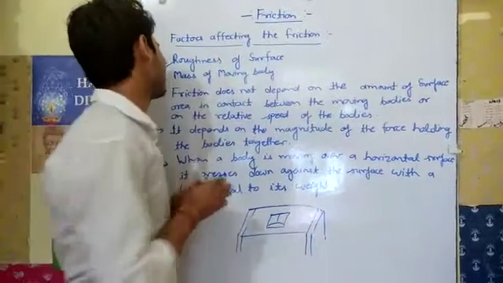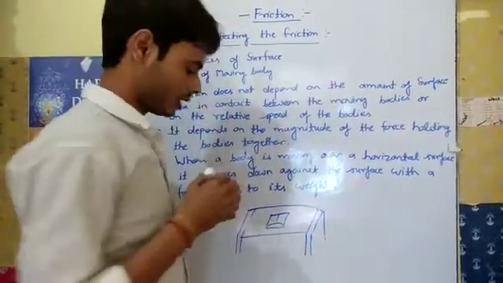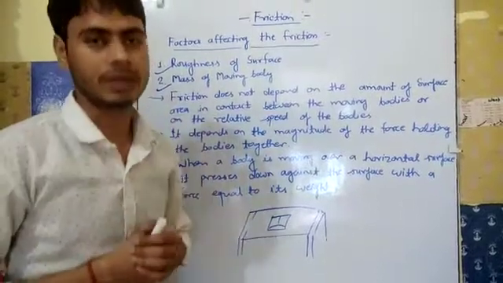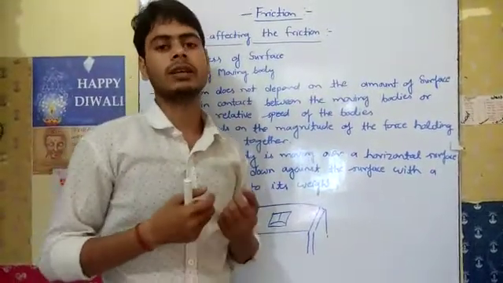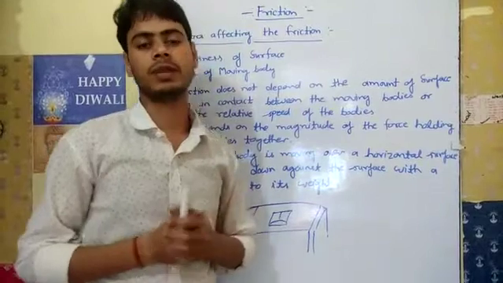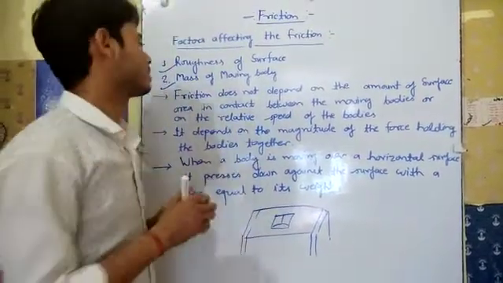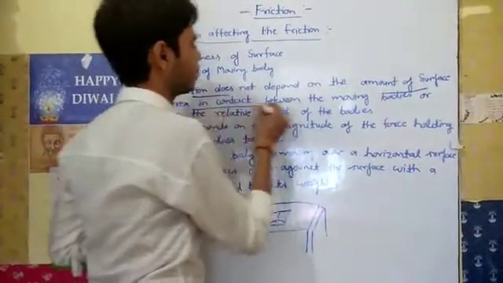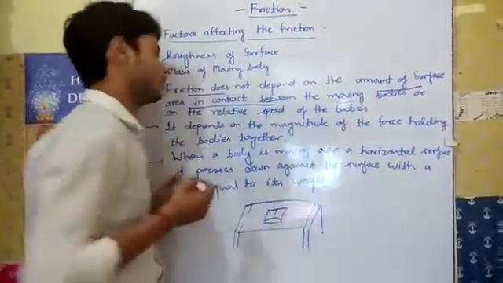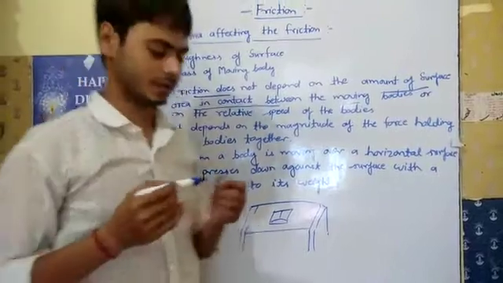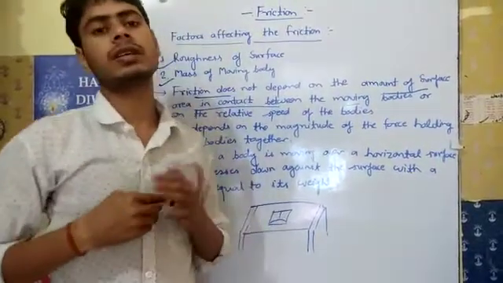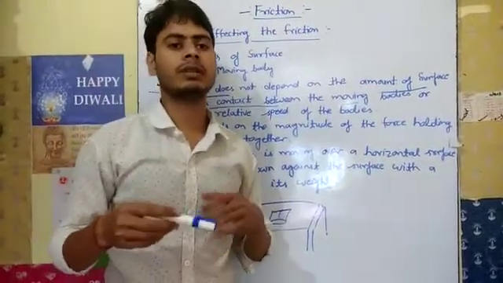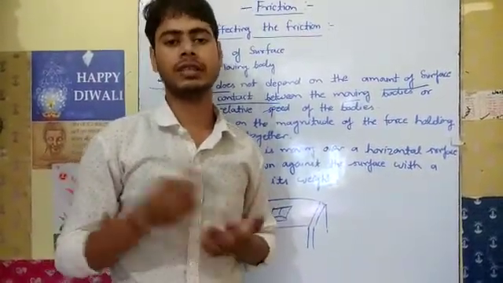Now the next one is the mass of the object. What is the mass of the object? That means if the object is heavy, then the friction becomes more, and if the object is less heavy, then the friction becomes less. Next, friction does not depend on the amount of surface area in contact between the moving bodies or on the relative speed of the bodies. That means friction does not depend on the surface area. If we increase or decrease the surface area, there is no effect on the friction.